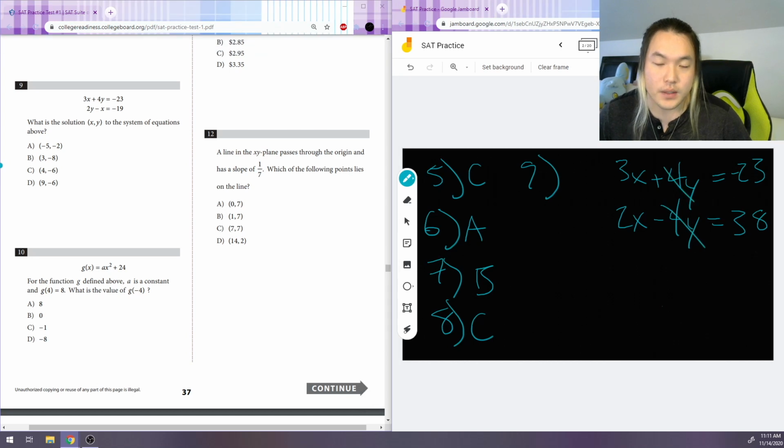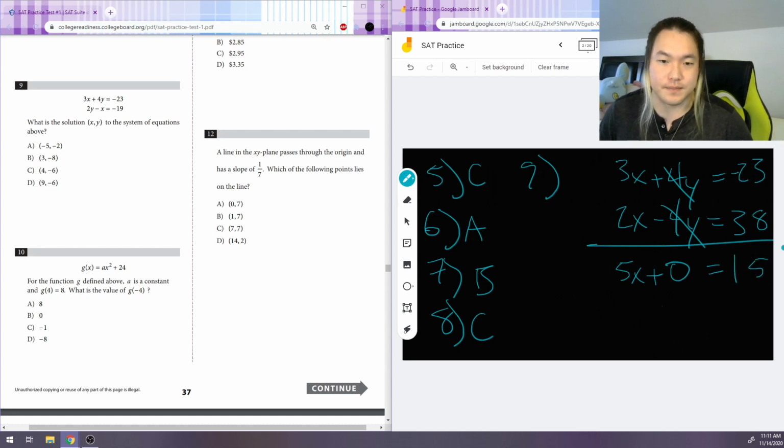Okay, so these cancel. This is 0. Equation sign stays. 3x plus 2x is 5x. 38 minus 23, that's 15. 5x equals 15. Divide by 5 on both sides to get x equals 3. Yeah, 3 times 5 is 15.